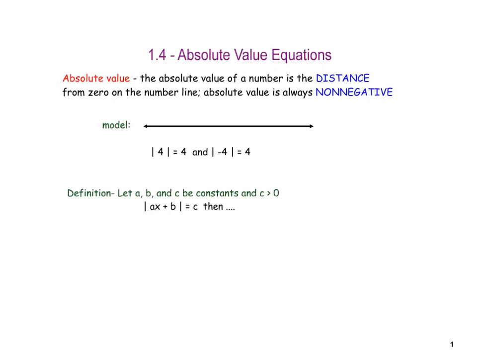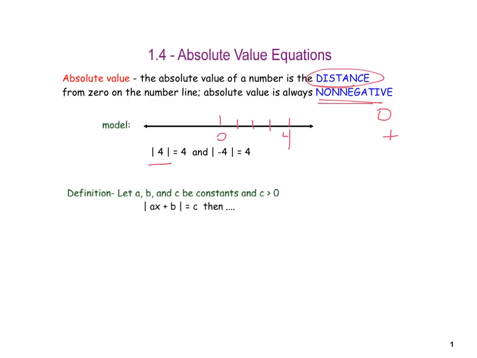We're going to do a review lesson today from Algebra 1 on absolute value equations. If you remember from Algebra 1, the absolute value of any number is the distance that number is from 0 on the number line. We always talk about absolute value being non-negative, so it's either going to be 0 or a positive number. If we look at the absolute value of 4, we have 0 on a number line and we have 4.